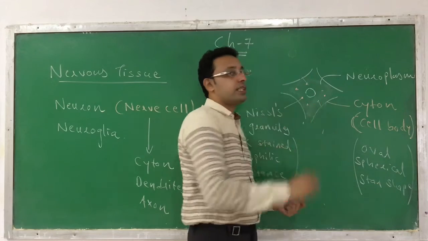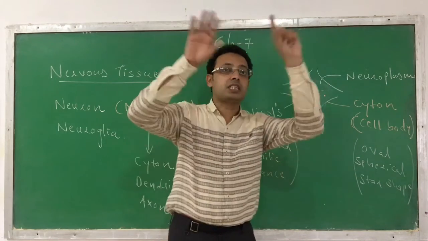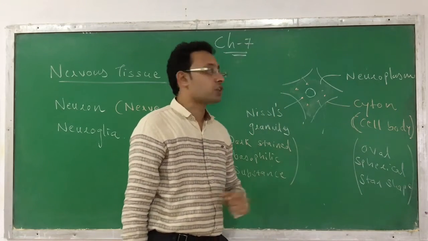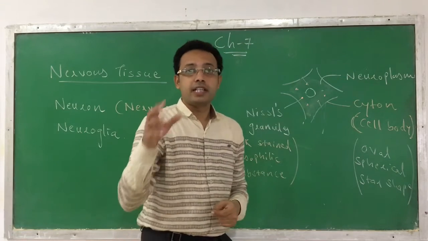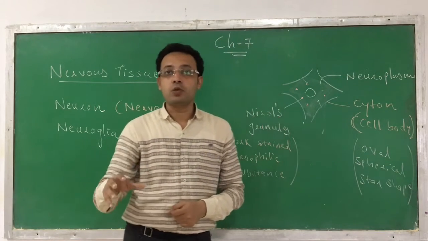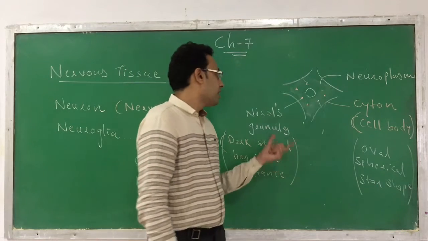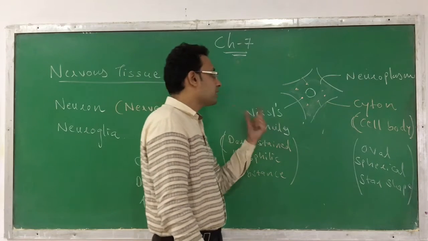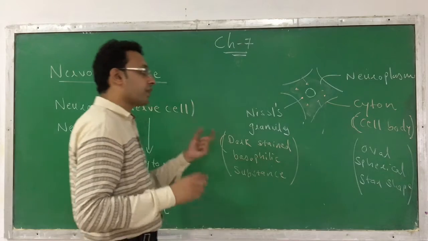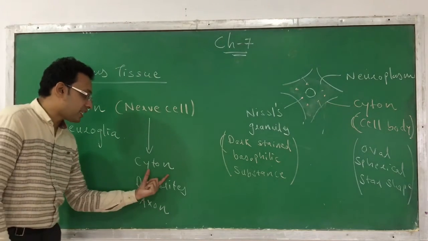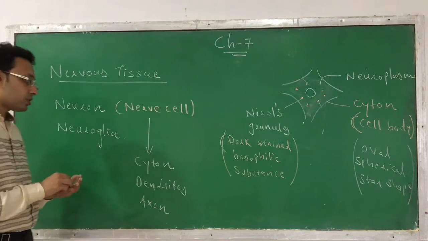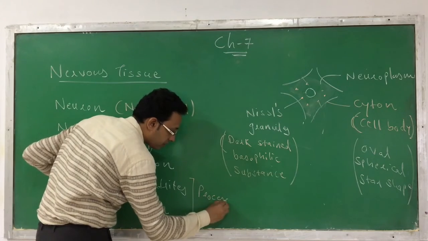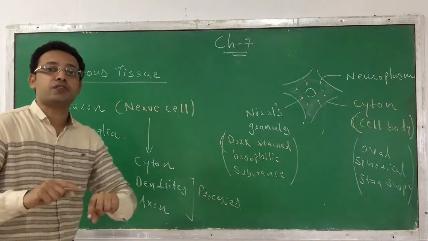In the center of this cyton there is a nucleus. The nucleus is surrounded by the cytoplasm. The cytoplasm of the neuron is called the neuroplasm. That also contains endoplasmic reticulum, Golgi body and so on. It also contains darkly stained basophilic granules or substances, which we are calling Nissl's granules. So this is regarding the cyton. Now apart from the cyton, it also contains the dendrites and the axons. The dendrites and the axons are commonly called processes. These processes arise from the cyton.